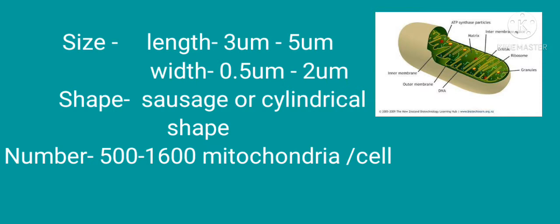Okay, some exceptions are there: Microcystis has one mitochondrion, Chlorella has one mitochondrion, and Trypanosoma has one mitochondrion. Chaos, the giant amoeba, has 5 lakh mitochondria. So the number varies greatly, and the lifespan of mitochondria is about 5 to 10 days.